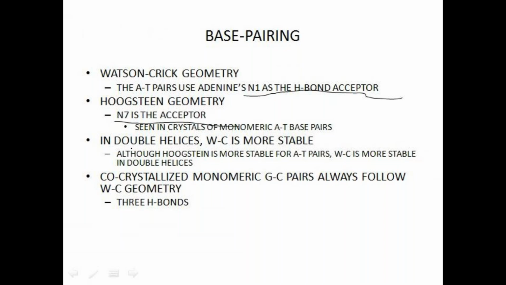And also here in double helices, the Watson-Crick bond is more stable, whereas Hoogsteen is also stable for A-T pairs, but Watson-Crick is more stable in double helical structures. Normally double helical structures maintain this one only.